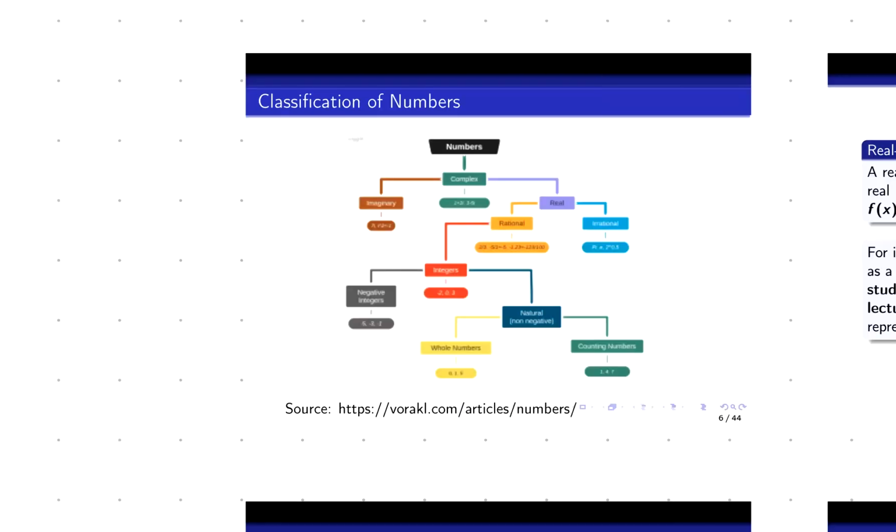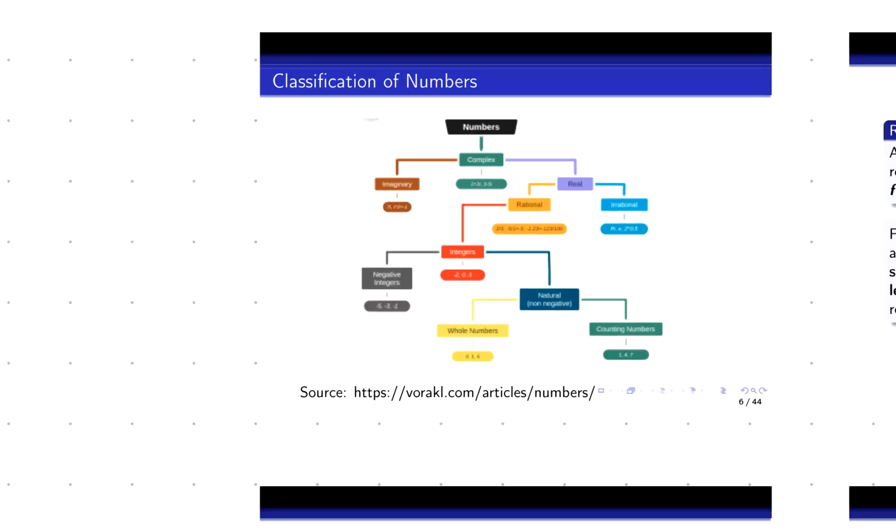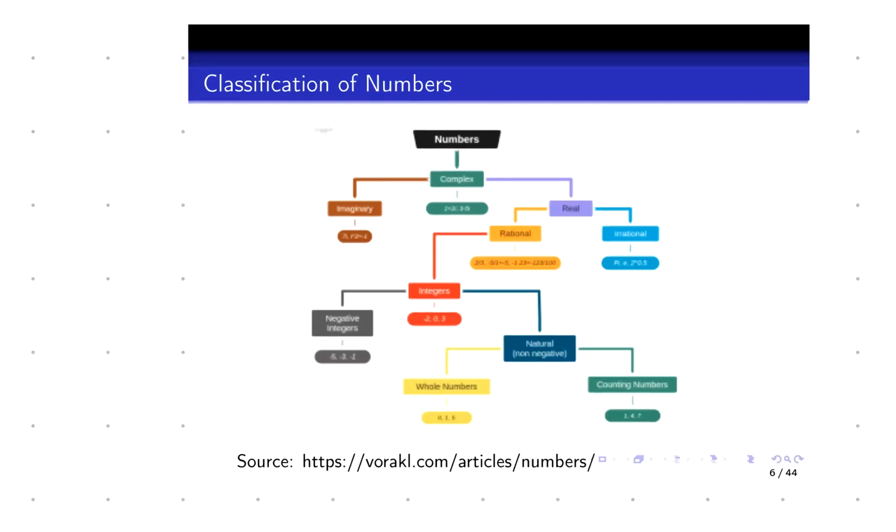Most of the time, we can consider variables to be numbers. So in this case, I just want to quickly run through the classification of numbers, which I got from a site. Generally speaking, you have numbers, and numbers can be broadly seen as complex. But under complex, you can now have imaginary numbers and real numbers.